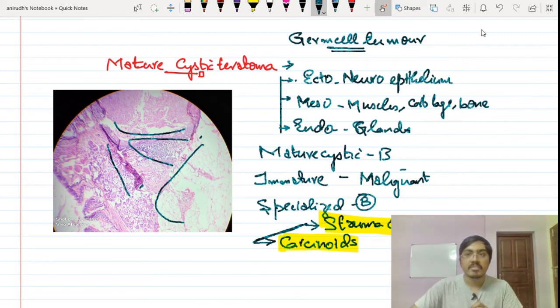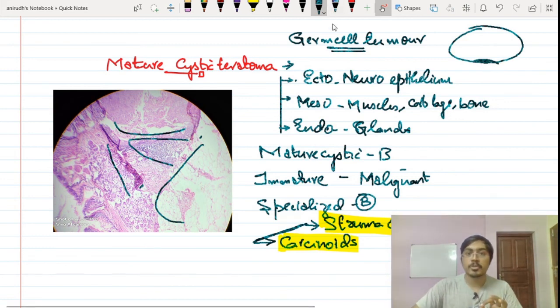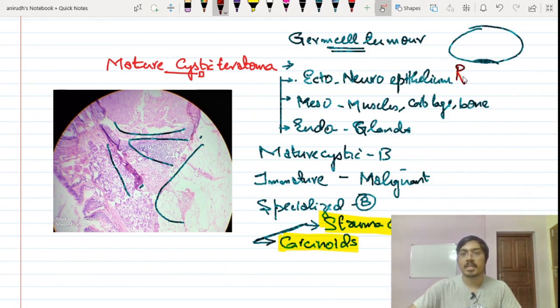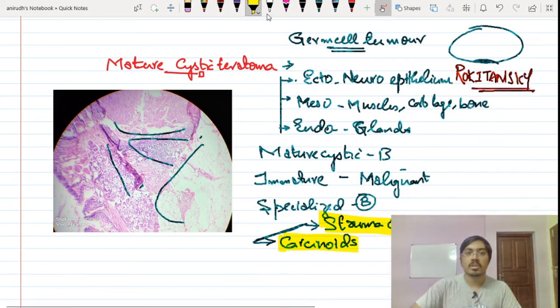Now remember, when you consider the cystic teratoma here, on the wall of the cyst you have a particular protuberance, right? And it is from this protuberance that all these structures are developing. Do make it a point to note this. This particular protuberance is called the Rokitansky protuberance. So this is a very important word that you can remember. Sometimes they can ask this, right?